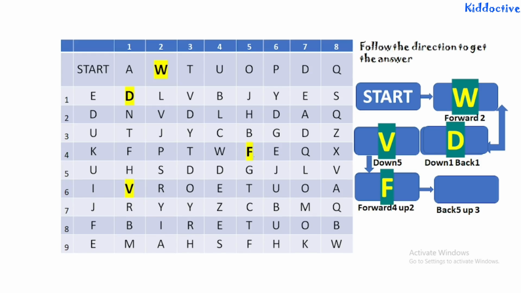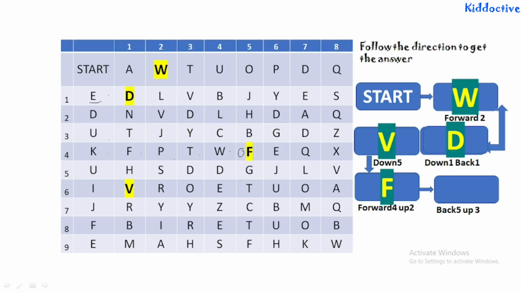So here we get F. Now back 5, up 3. Back 5 from here, so we consider this as 0. Back 5 means 1, 2, 3, 4, 5, and up 3: 1, 2, and 3.